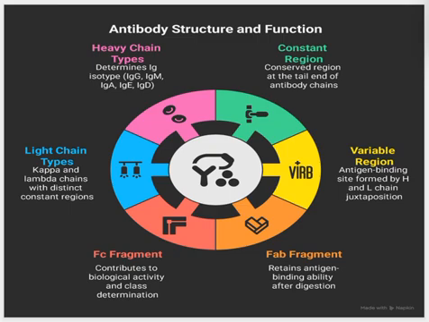Heavy chains define the immunoglobulin class, like IgG or IgA. The constant region is conserved, while the variable region forms the antigen binding site. After digestion, FAB fragments keep binding ability, and FC fragments contribute to biological activity. Light chains come in kappa and lambda types. This integration of structure and function is what makes antibodies so versatile in immune defense.